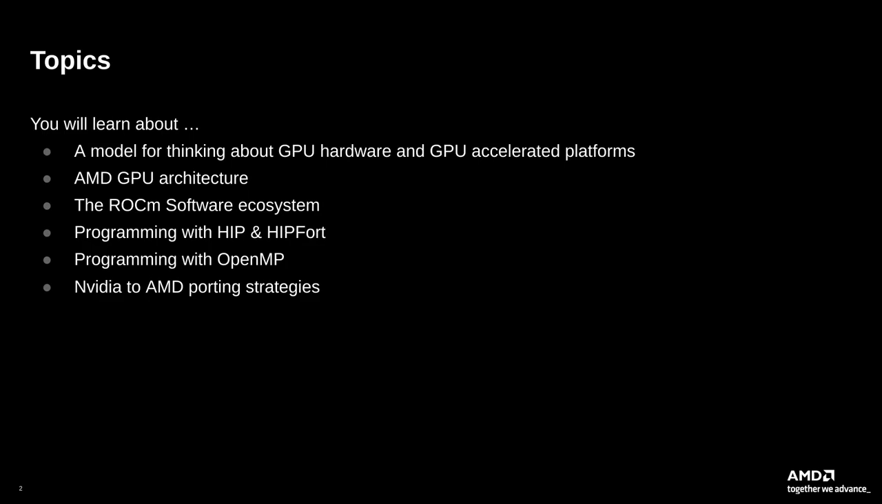We'll cover an overview of the ROCm software ecosystem so you get a feel about what software is out there in the wild to help you get started with using these GPUs. And then we'll go through some basic examples of how to program applications using HIP and hipfort, depending on if you're in C, C++, or Fortran. And then we'll talk about how to use a directive-based model for programming with OpenMP. Then we'll talk about some strategies to port any codes that you currently have that run on NVIDIA hardware to help you get started with porting those over to AMD GPUs.